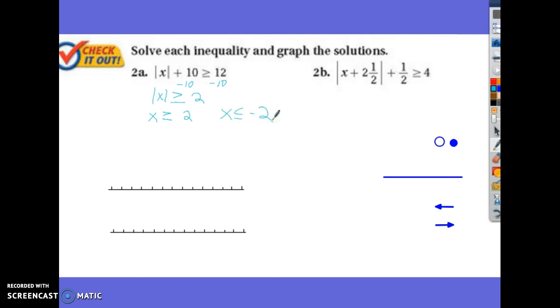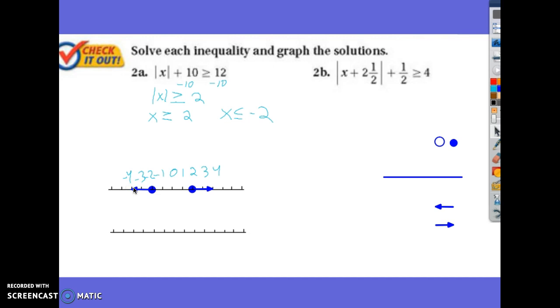So let's think about what this looks like. In this equation, I'm going to plot these here. So I have 0, 1, 2, 3, 4, and I'm going to have -1, -2, -3, -4. And it's a closed circle, so I'm going to put my dot here and my dot here. Okay, so now I have x is greater than or equal to 2. So that kind of means I'm going in this direction, like that. And I have x is less than or equal to -2. So that kind of means I'm going in that direction.